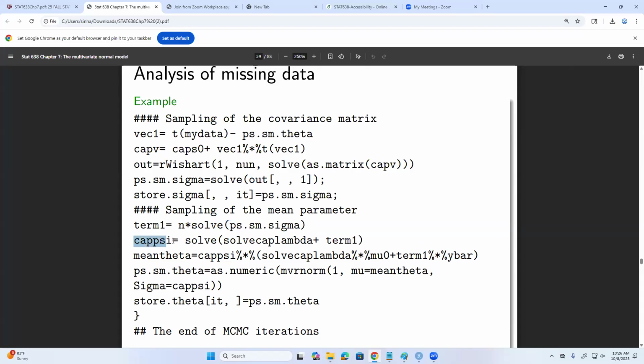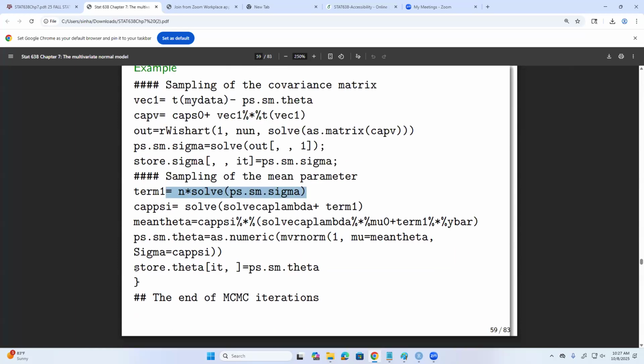Next is this calculation, capital PSI, solve, and solve capital lambda. Solve capital lambda was done outside the loop because that was the initial value I gave, right? So that was done previously. But look at this term 1: it depends on this out, which is sampled within the loop. So this capital PSI must be calculated here, and the mean theta depends on this capital PSI. Solve capital lambda is already done outside the loop, and term 1 is right here. So please update this one, and then I'm storing. So change this line. That is the only thing I see.